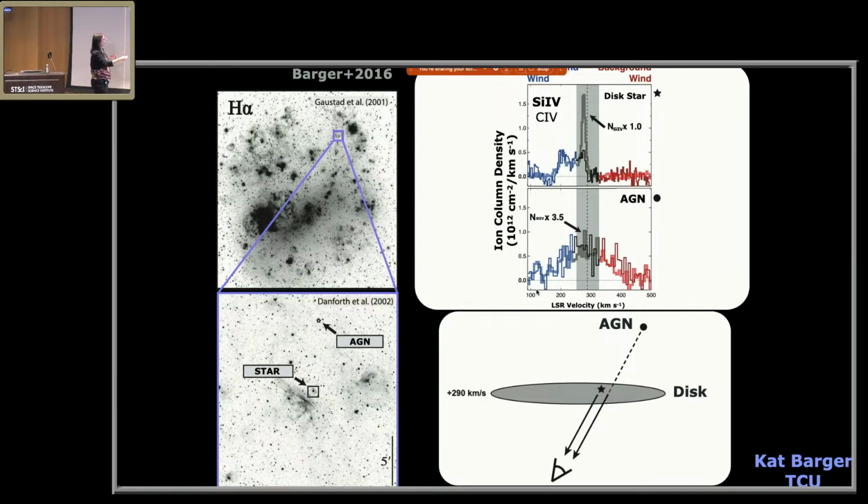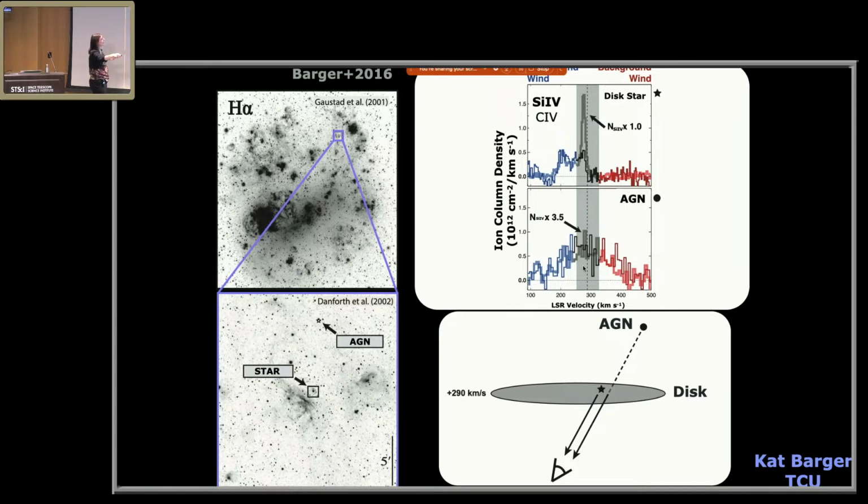What I'm showing you on the bottom is the kinematics, where the kinematics corresponding to the disk of the LMC are colored in this gray swatch. And then over here we have apparent column density. This is absorption, but it's apparent column density, which is why it looks like emission even though it's actually absorption. Over here on the blue shifted side, towards the star, we see material. Towards the AGN, we also see material, but notice towards the star, there's nothing over here on the red shifted side.